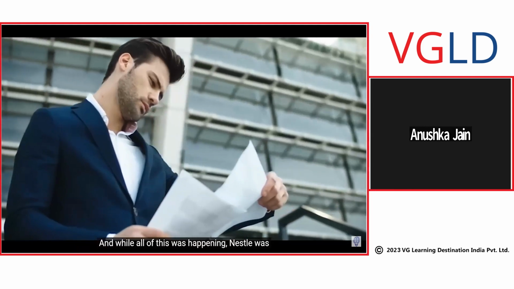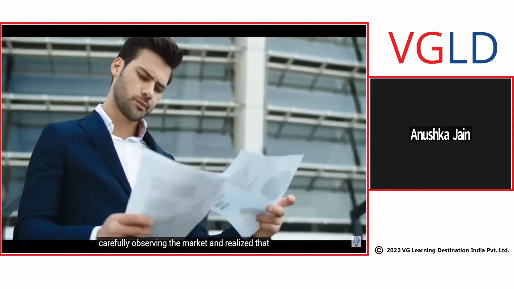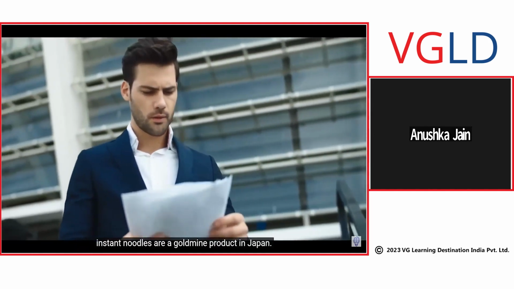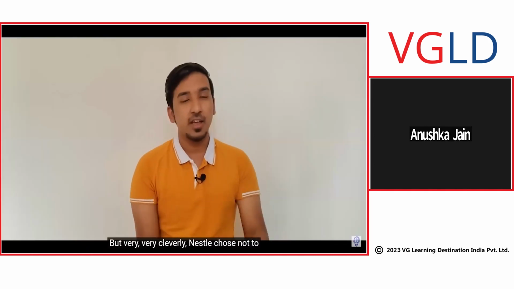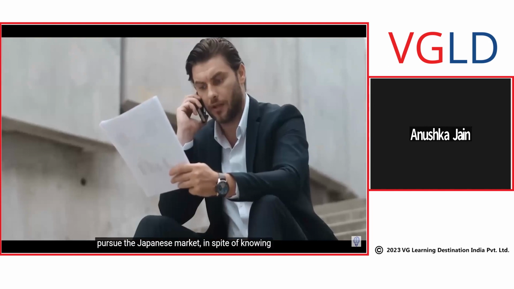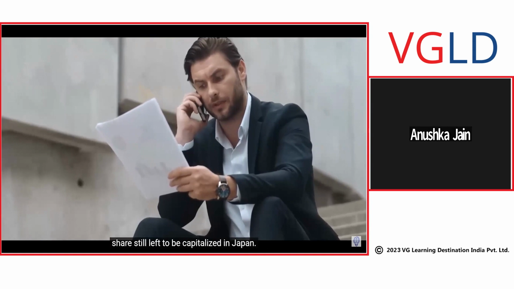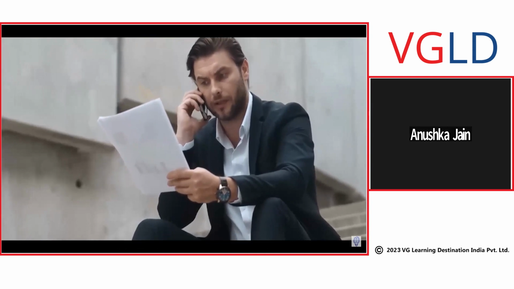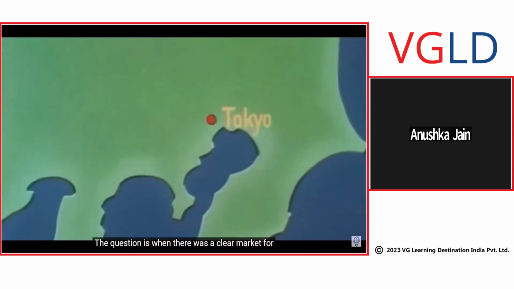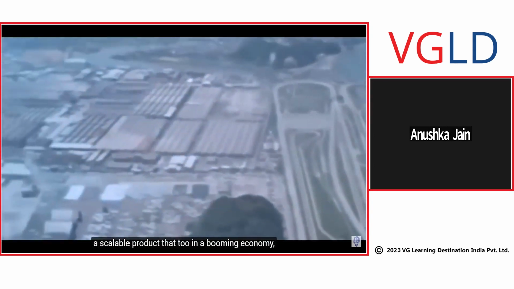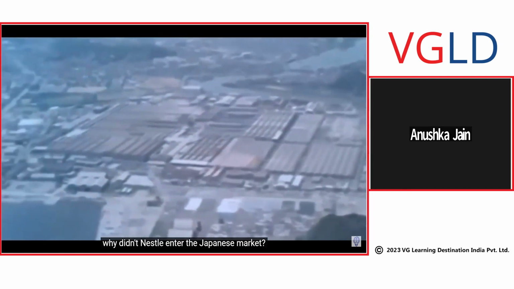And while all of this was happening, Nestle was carefully observing the market and realized that instant noodles is a goldmine product in Japan. But very cleverly, Nestle chose not to pursue the Japanese market in spite of knowing that there was $1 billion worth of market share still left to be capitalized in Japan. The question is, when there was a clear market for a scalable product, that too in a booming economy, why did Nestle not enter the Japanese market?